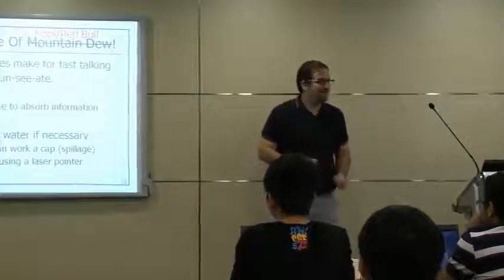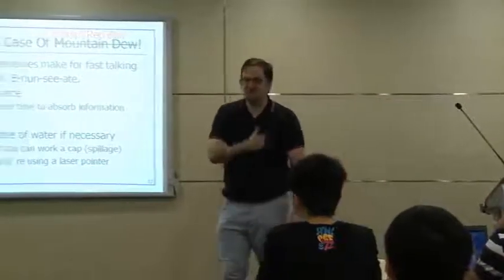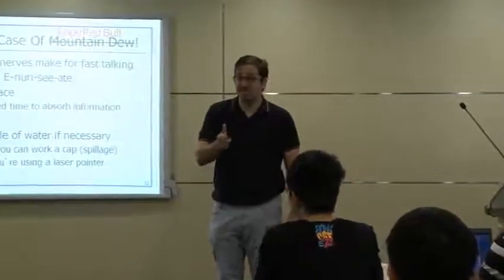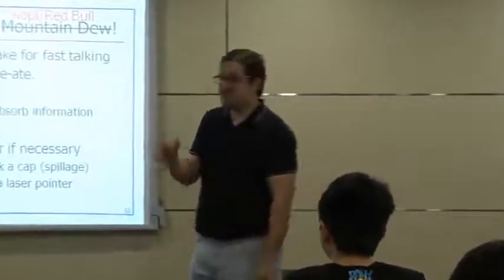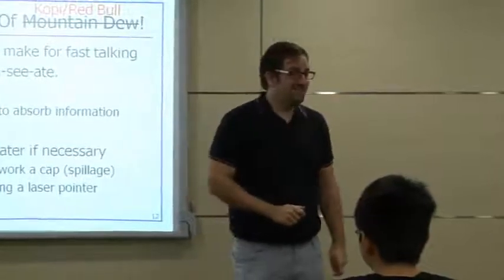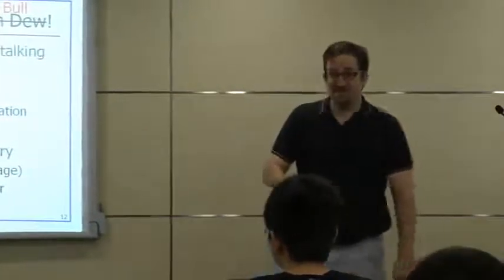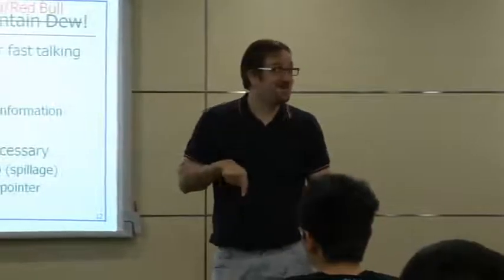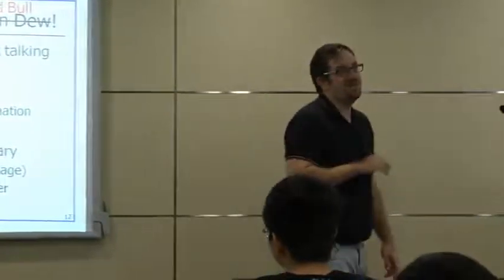Take a bottle of water. One of the best ways to slow yourself down if you know that you're likely to talk too fast is make yourself take a sip of water after every slide. Now don't take a big sip so that you don't need to go to the bathroom in the middle of your talk. But a little sip can be good.